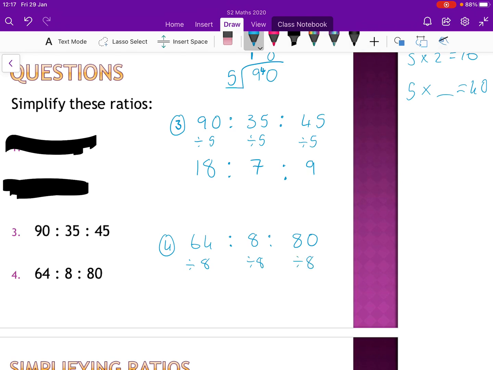So 64 divided by 8. So 8 times by what gets you 64? That would be 8. 8 8s are 64. 8 divided by 8, well, 8 times 1 gets me 8. And then 8 times by what gets me 80? 8 tens would be 80. And I know there's nothing else I can do there because 1, I can't simplify any further. Okay, 1's as simple as it can go. So 8 to 1 to 10 would be my final answer.